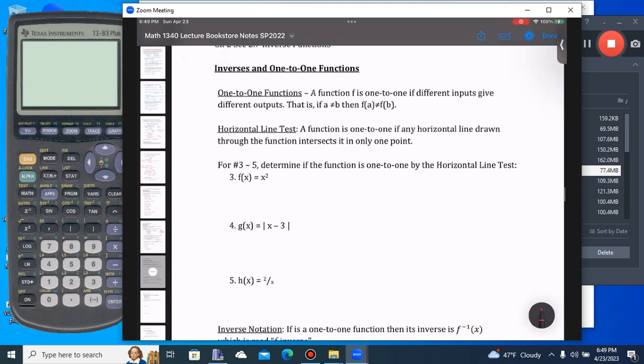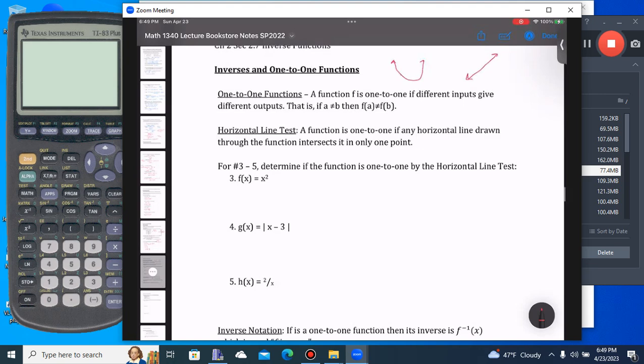Right. So what happens if you have an equation that's a function? Then for every x value, there's a specific y value. This x has that y, this x has that y, this x has that y.